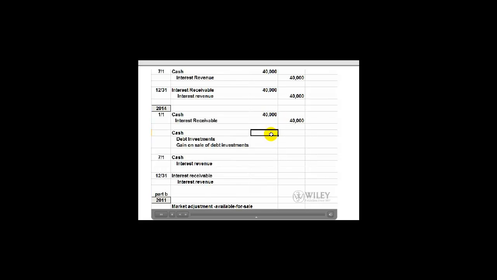On January 1st, sold $500,000 Carmen bonds at 106. The broker deducted $6,000 for commissions and fees on the sale. We credit debt investments for $500,000. We debit cash for $500,000 times 1.06 minus $6,000, $524,000, and we credit gain on sale of debt investments for $24,000.